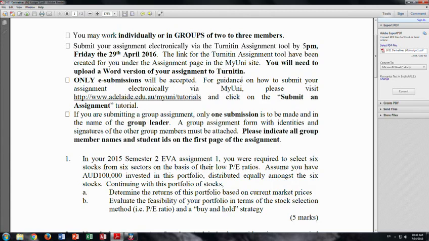Now, the due date is 29 April. The first part simply describes the submission process. Very important is that if you submit a group assignment, make sure you put all the members on the first page, because sometimes the assignment cover sheet doesn't attach to your assignment. Okay, so make sure that it is all there. Any question on this part?